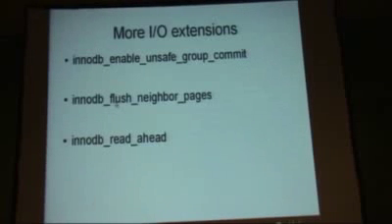Basically, unsafe root commit means that the InnoDB transaction log, the redo log, and the binary log may not be in the same order. So they might have actually been changed in a different order in InnoDB than in replication, which is, again, unsafe. So it's not necessarily recommended for that reason.